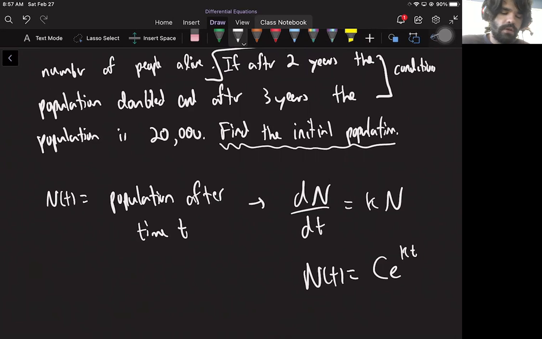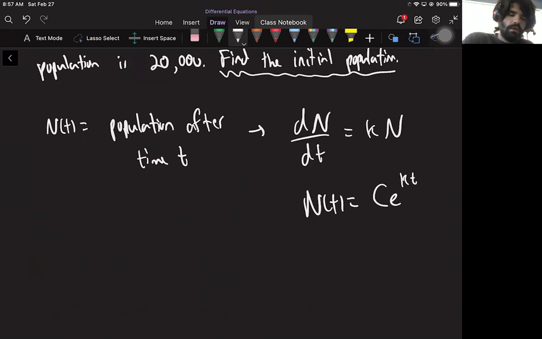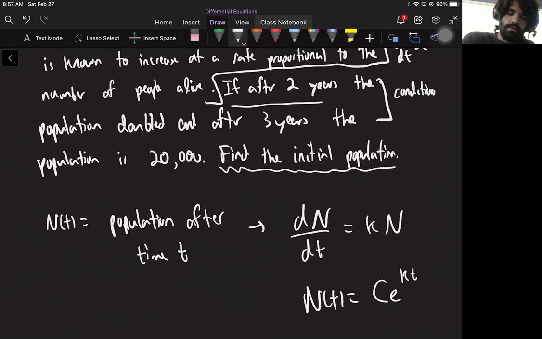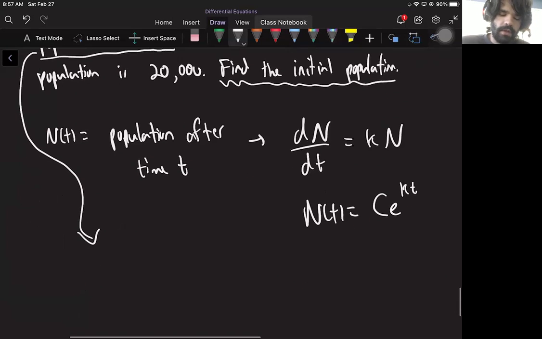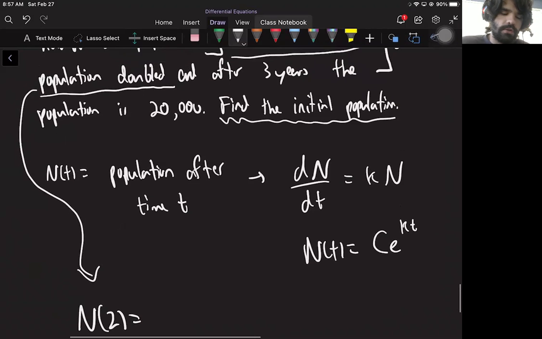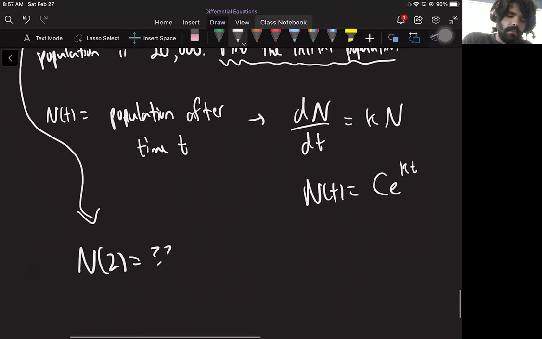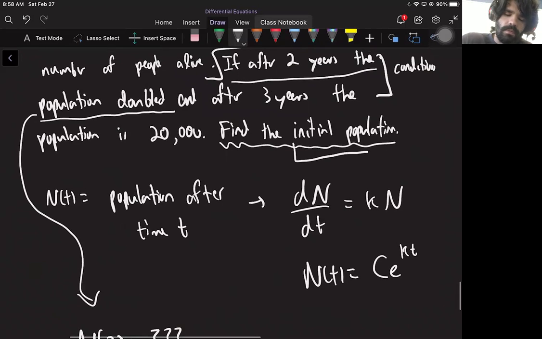So after 2 years, the population doubled. What does that mean? Well, let's see. After 2 years, the population doubled. What can I say about that? Well, that means after I plug in 2, something should happen. The population should double. What does that mean? Well, it's kind of hard to see unless you know what the original population was, aka the initial population.